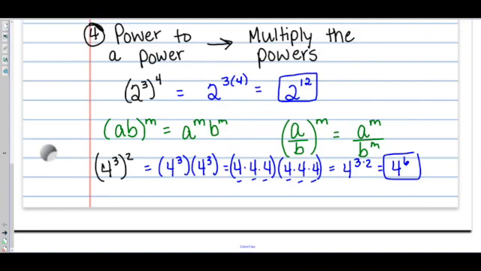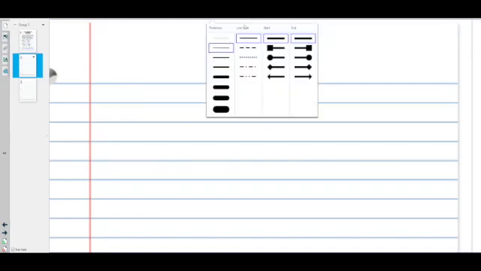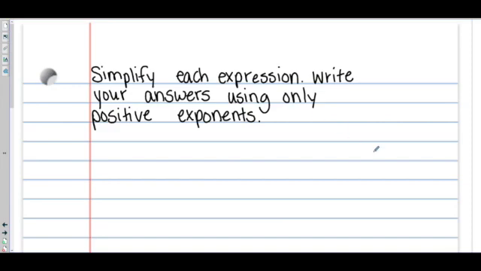All right, let's see some examples. Okay, the directions here say simplify each expression, write your answers using only positive exponents. Okay, number 1.